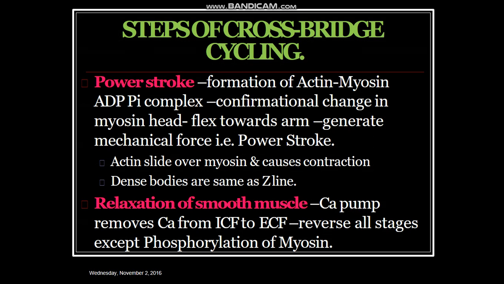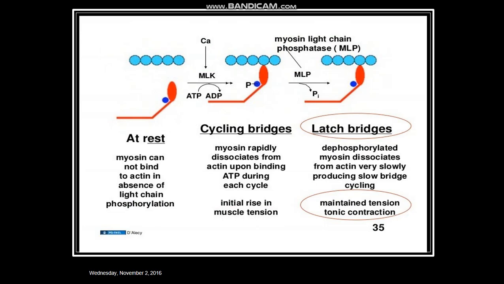Relaxation of the smooth muscle. Calcium pump removes calcium from the ICF to ECF and reverses all stages except phosphorylation of the myosin. You are looking here. These are latch bridges. Dephosphorylated myosin dissociates from actin very slowly, producing slow bridge cycling, maintaining tension, tonic contraction. Myosin rapidly dissociates from actin upon binding ATP during each cycle.